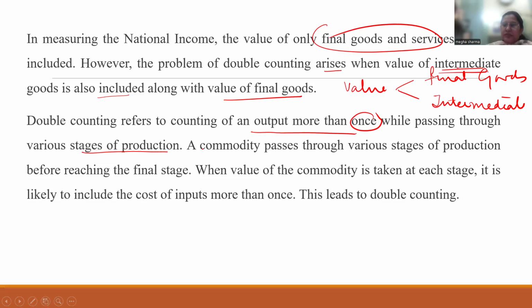I'll explain the various stages of production with an example, which is very common in all the books available. So the commodity passes through various stages of production before reaching the final stage. Final goods are those goods which are meant for further consumption and which, once they're consumed, won't be circulating or forming part of the chain of production system. When the value of the commodity is taken at an early stage, it's likely to include the cost of inputs more than once. So that leads to the problem of double counting. Let's elaborate the problem of double counting through an example. So that was an introduction part.